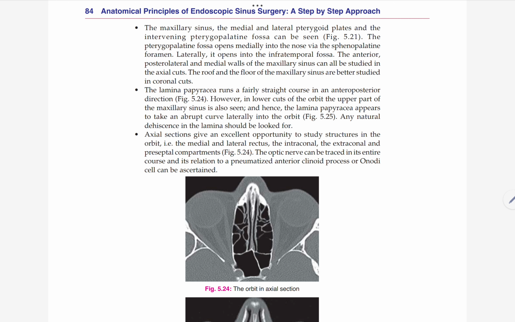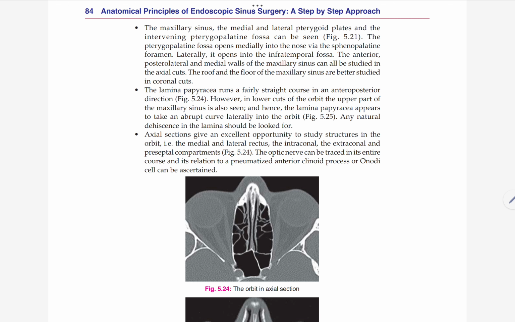The lamina papyracea runs a fairly straight course in an anterior posterior direction. However, in lower cuts of the orbit, the upper part of the maxillary sinus is also seen, and hence the lamina papyracea appears to take an abrupt curve laterally into the orbit. Any natural dehiscence in the lamina should be looked for.